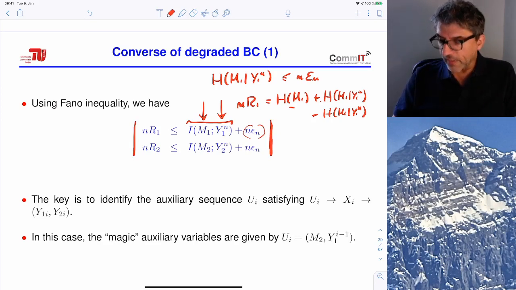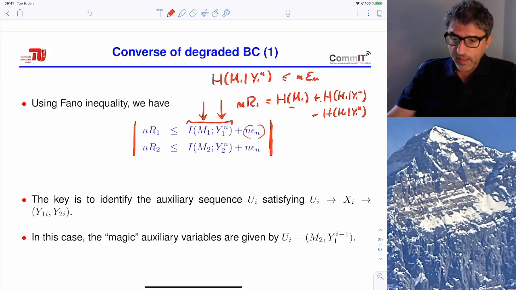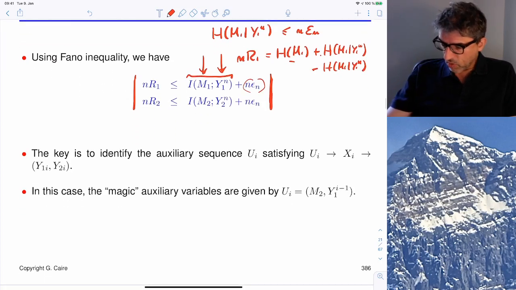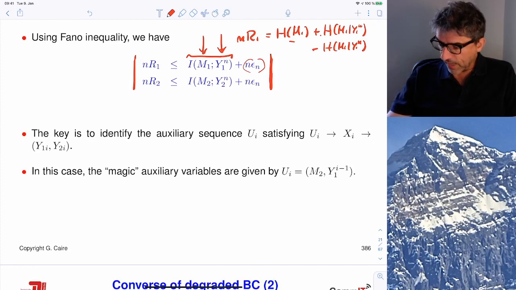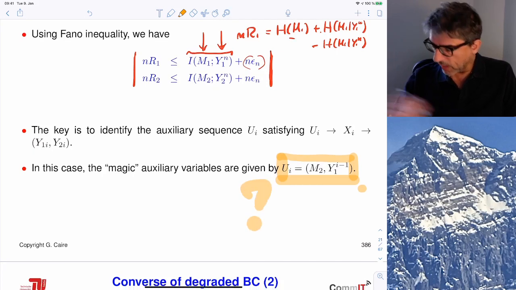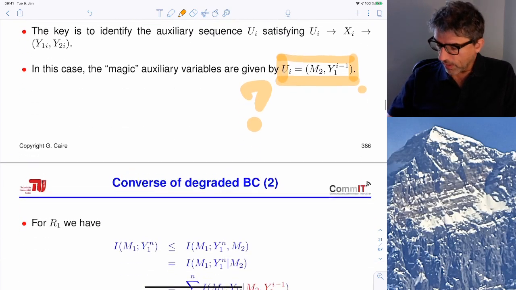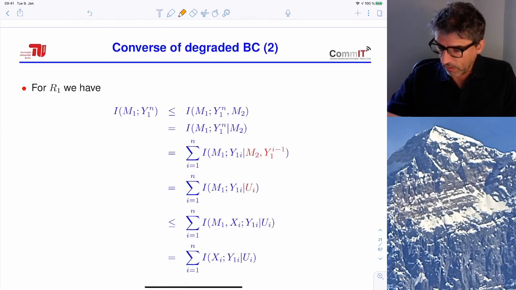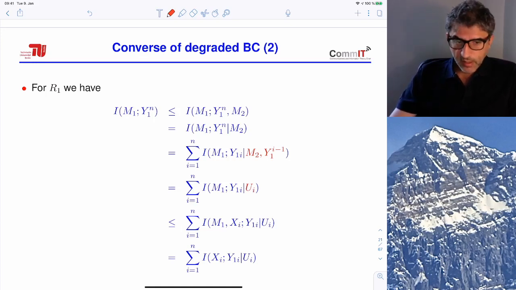So the key point here is to identify the auxiliary random variable. In the case of the MAC, if you remember, the auxiliary random variable came from single letterizing everything and then identifying Q as the time-sharing variable. Here we can't. It turns out that there is a magic choice, which is absolutely non-trivial, which is this: U_i is M2 and the past of Y1 up to time i minus 1, which is totally non-intuitive. You can't say it from now, so we have to see how it works. The proof is very ingenious and absolutely non-trivial.